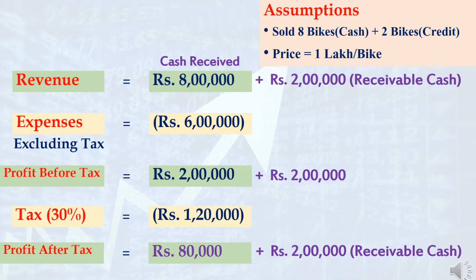That 2.8 lakh rupees will be considered as that company's profit after tax. But in that 2.8 lakh rupees, only 80,000 rupees will be available with that company as cash in hand, and the remaining 2 lakh rupees will be cash receivable from the customer.